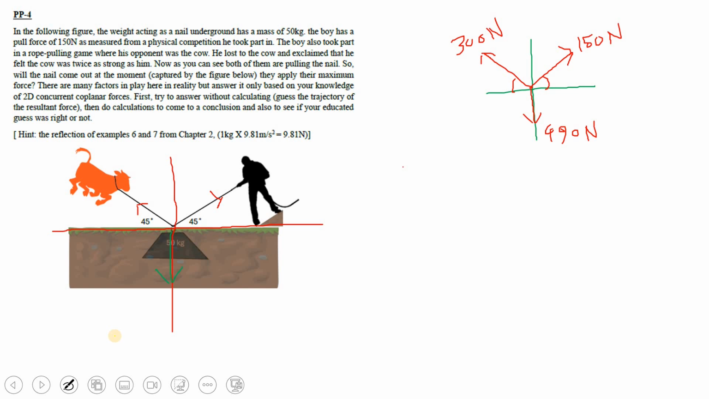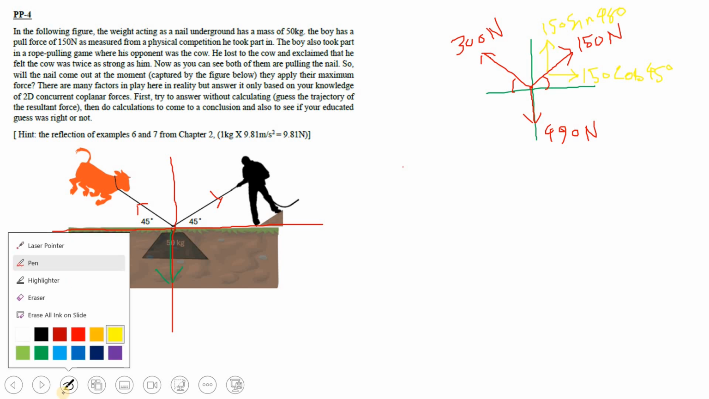So one component, as it is making an angle with the horizontal, so the horizontal component is going to be our cos. So we have 150 cos 45. And the other one is going to be the same, but it's going to be sine. So we have 150 sine 45. The similar case is going to happen for the 300 newtons, so I'm not writing it down there.